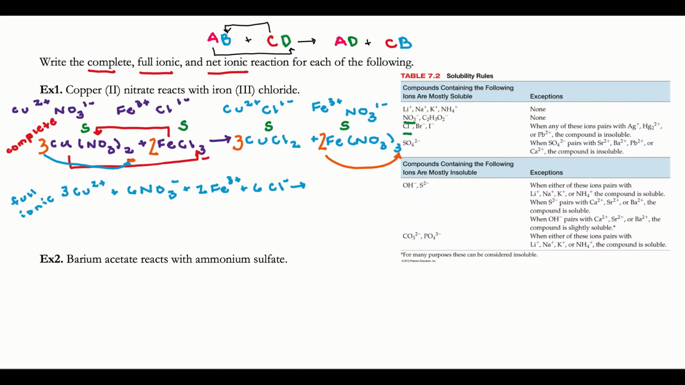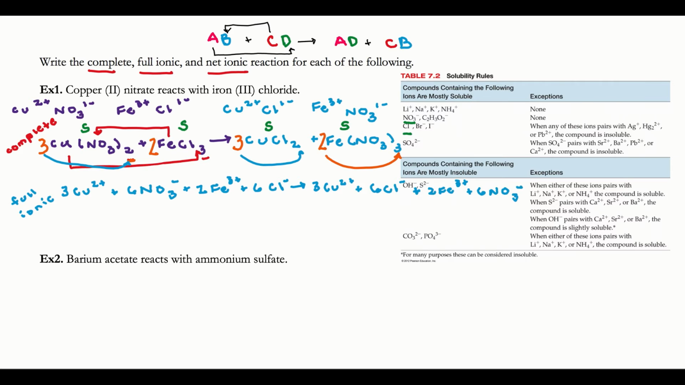Copper chloride is also going to break up, so I've got 3 copper ions. I've got 3 times 2, which is 6 chloride ions. I'm going to run into my table a little bit, but that's okay. I've got 2 iron ions. And then I've got 2 times 3, 6 nitrate ions. So that is my full ionic.